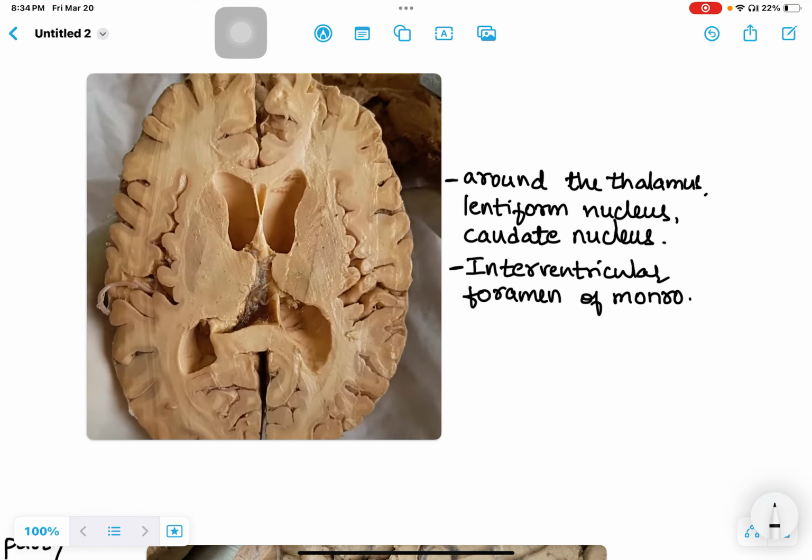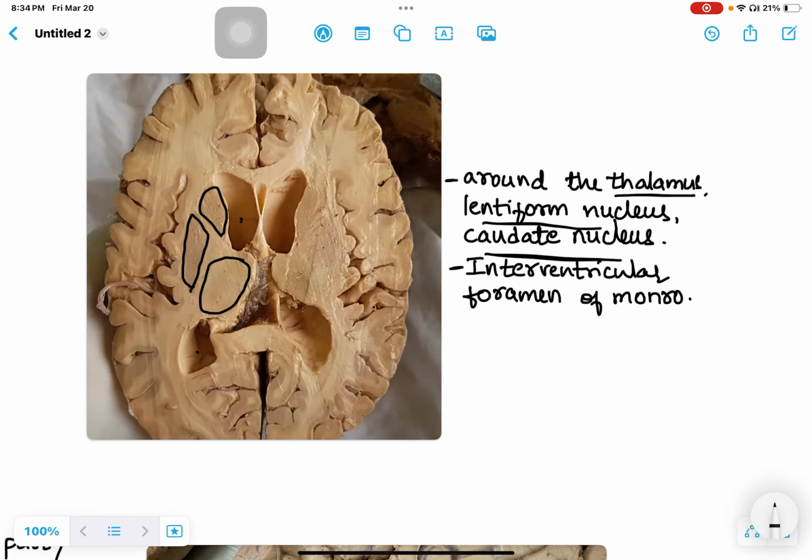So it is present around the thalamus. You can see here, this is the thalamus. This is the lentiform nucleus. This is the caudate nucleus. So this C-shaped cavity is present in the cerebral hemisphere around the thalamus, lentiform nucleus, and the caudate nucleus.